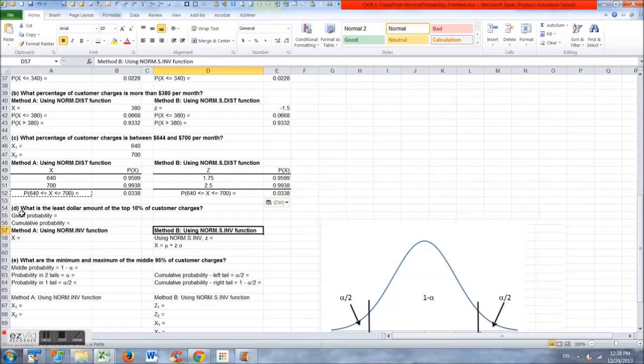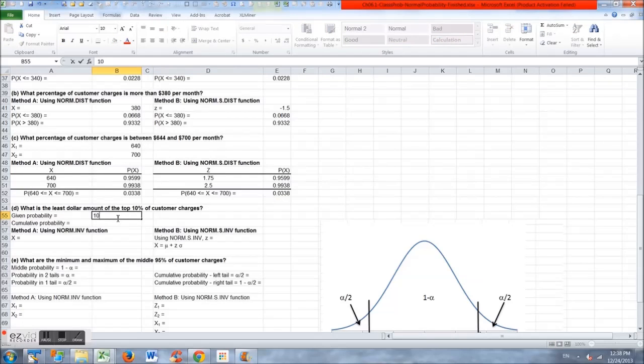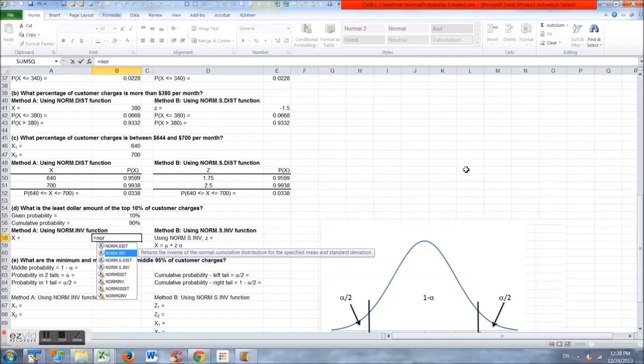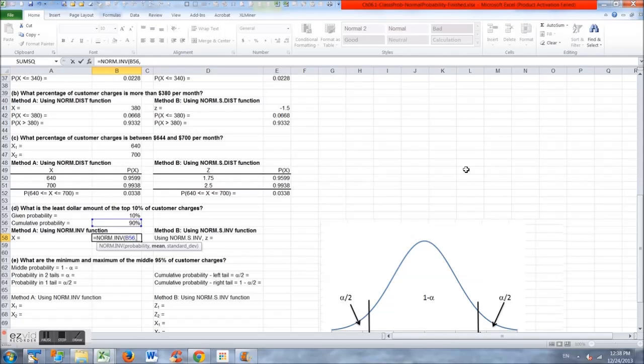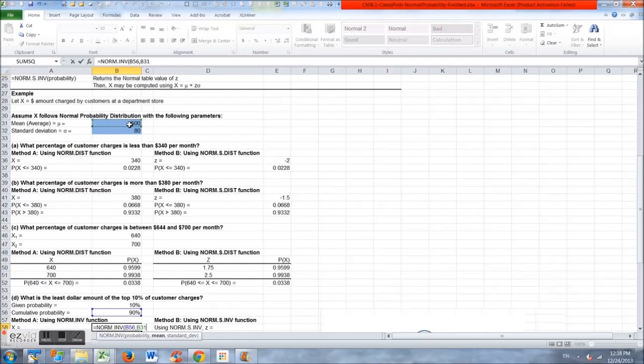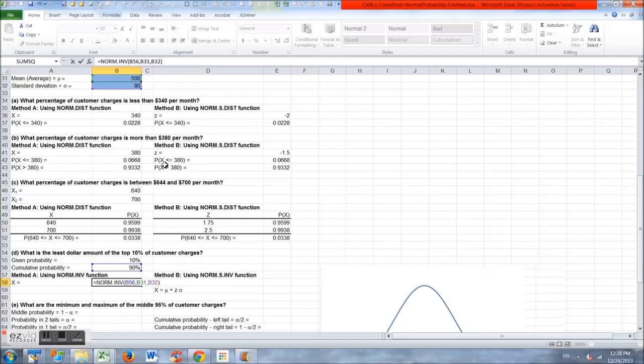So here the given probability is: what is the least dollar amount of the top 10%. So the given probability of 10% is the tail probability, the top 10%. You have to first convert that into a cumulative probability, which is 1 minus that. So that is the cumulative probability. Then we can use norm.inv: start with the cumulative probability, comma, mean, comma, standard deviation. That will give us the x value directly for the top 10%.